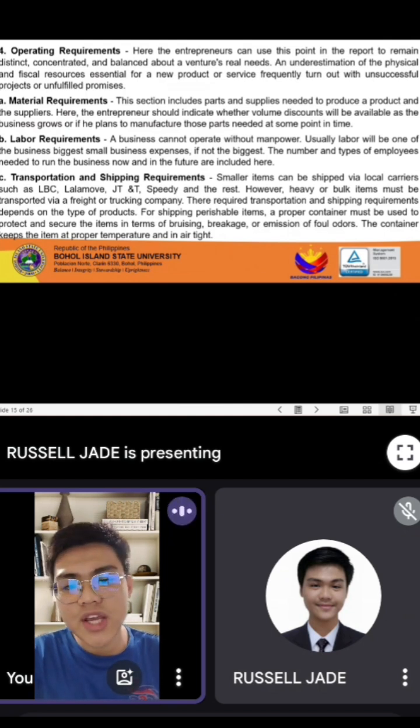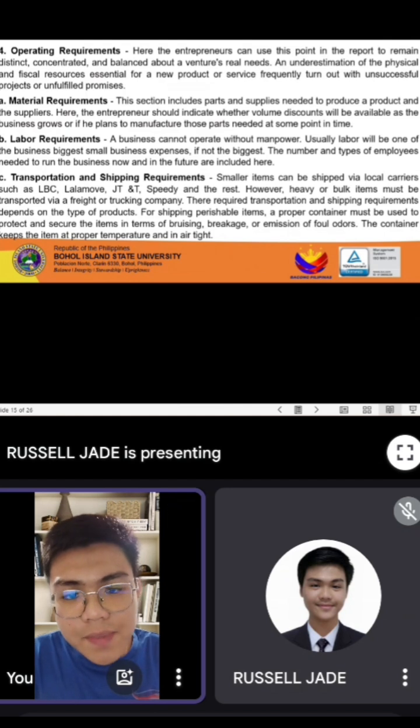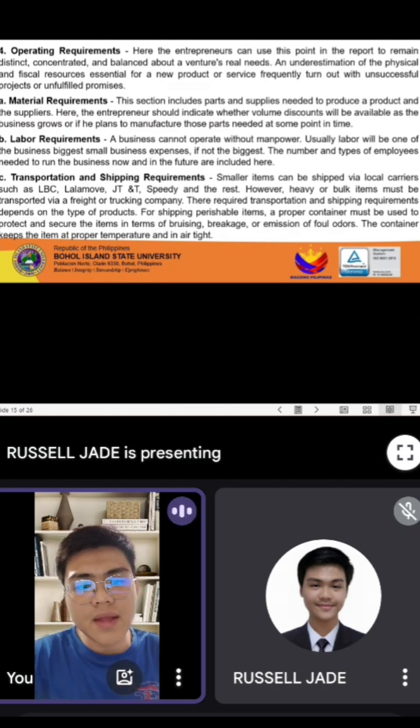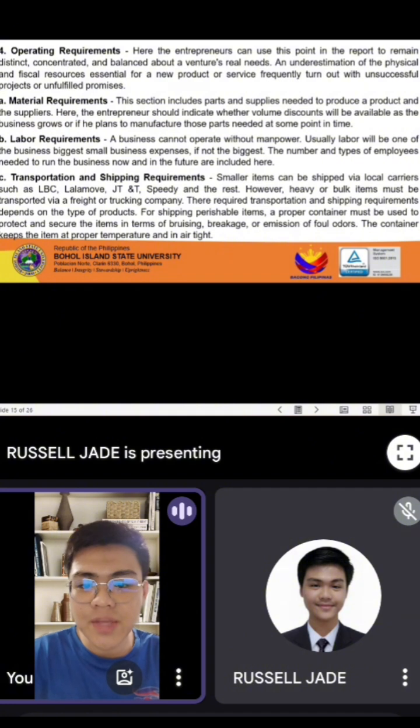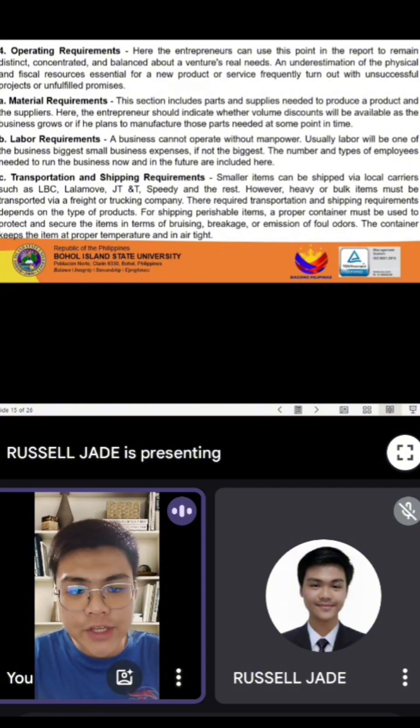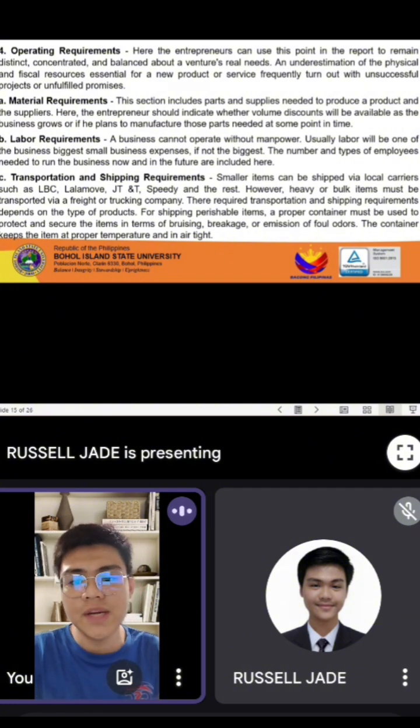So next is the transportation and shipping requirements. So smaller items can be shipped via local carriers such as LBC, Lalamove, JNT, Speedy, and the rest. However, heavier bulk items must be transported via a freight or trucking company. So the required transportation and shipping depends on the type of product. So for shipping perishable items, a proper container must be used to protect and secure the items in terms of bruising, breakage, or emissions of foul odor. So the container keeps the item at proper temperature and airtight.